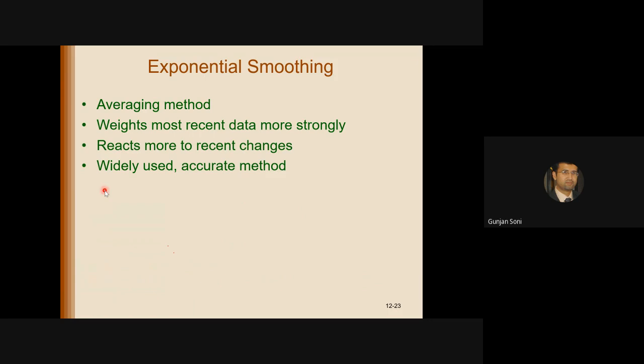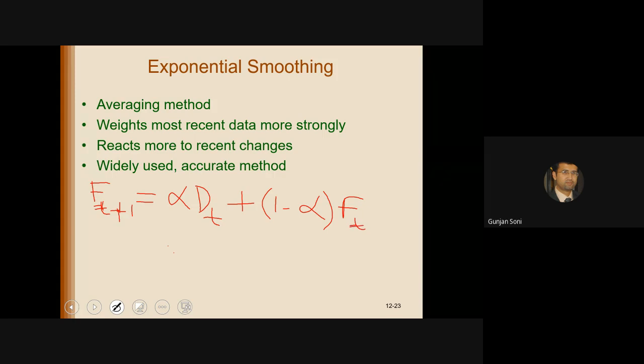Okay, so let's see how we do this. Let's say F(t+1) is the forecast for the current period that we want, and alpha times D(t) is the actual demand of the previous period, which was available with us from the past data, and (1 minus alpha) times F(t) is the forecast for the previous period.